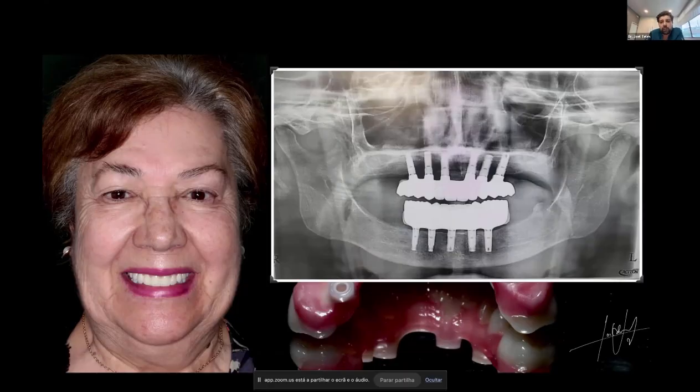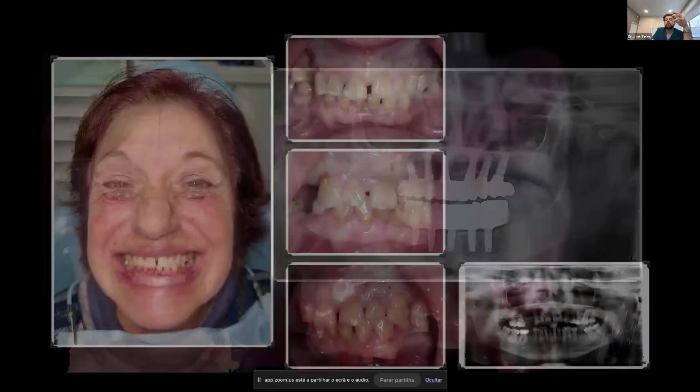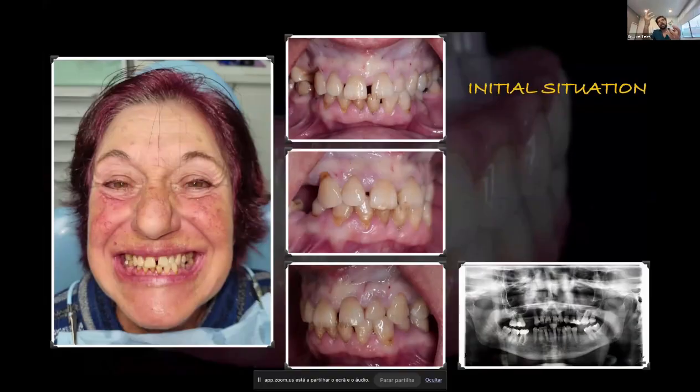And this is the 5-year follow-up X-ray, looking absolutely beautiful. And again, this was a case with this combination of techniques between analog and digital. Now, this is a fresher case. This is a 2-year-old case.